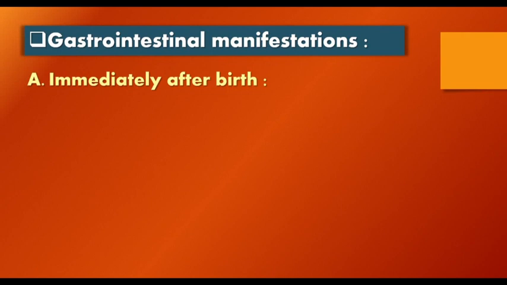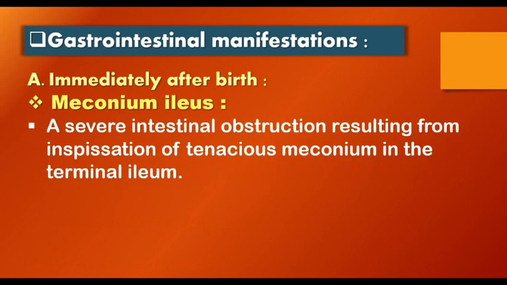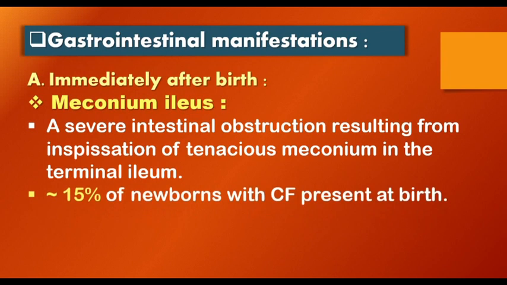What are the manifestations that can be shown immediately after birth? We will talk about meconium ileus. Why? Because of severe intestinal obstruction resulting from inspissation of tenacious meconium in the terminal ileum. You know now the pathology: accumulation of mucus. And because this is a newly delivered neonate, there will be not just accumulation of mucus, but of the meconium that normally should be passed by the GIT of newborn babies. So accumulation of this meconium will lead to intestinal obstruction, especially in the terminal ileum. It affects about 15% of newborns with cystic fibrosis, present at birth.